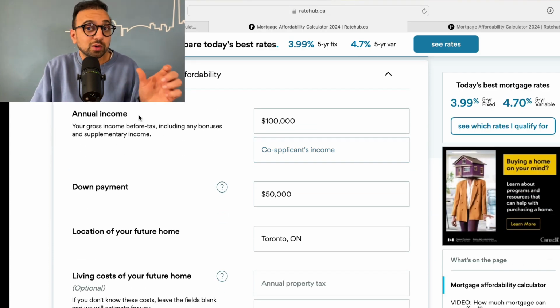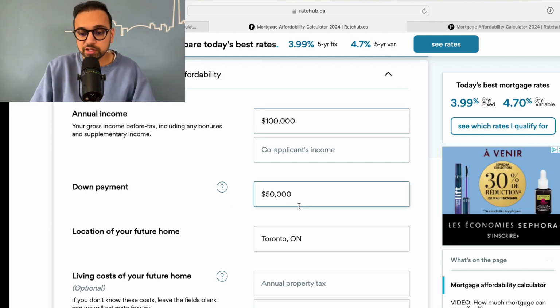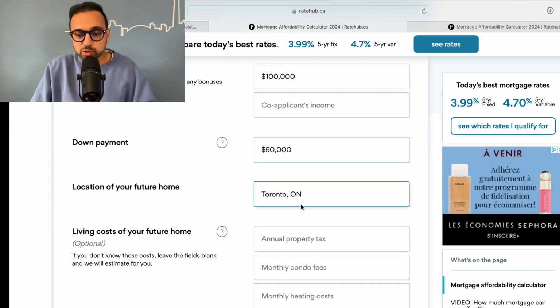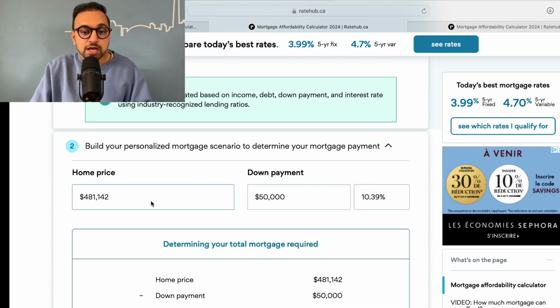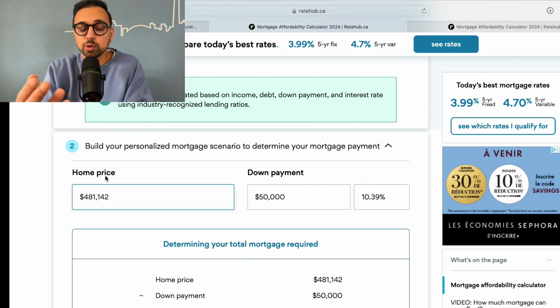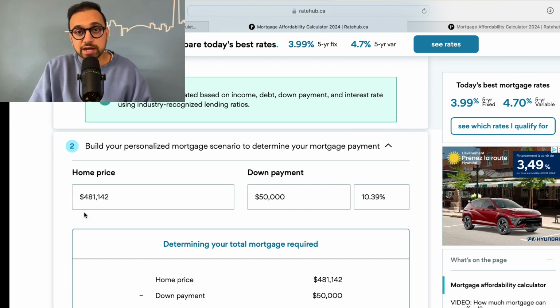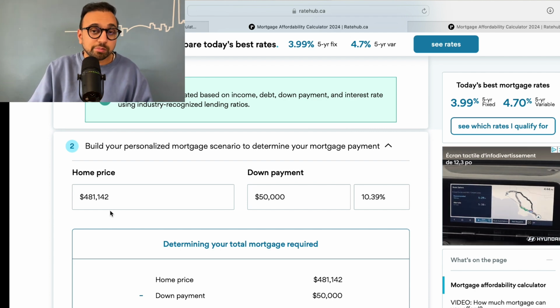So let's say your annual income is $100,000, and I'm assuming that you're putting a down payment of $50,000, and the city we're looking at is Toronto. Then if we check out how much mortgage room we can get, if your annual income is 100K and you're putting down a down payment of $50,000, the house you can afford is at a price point of $481,000. That's not much, because we don't get much in the city of Toronto for that price point. Maybe a small studio, maybe if you're lucky, a one bedroom in the GTA.